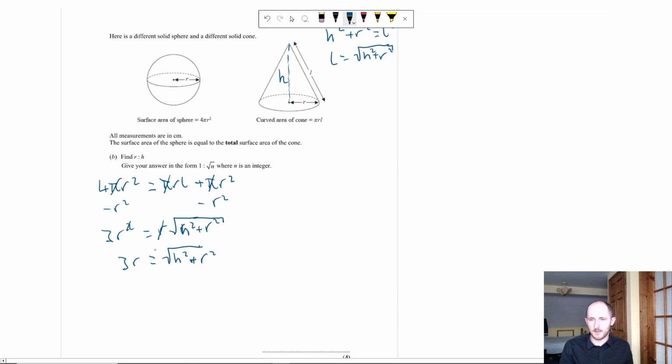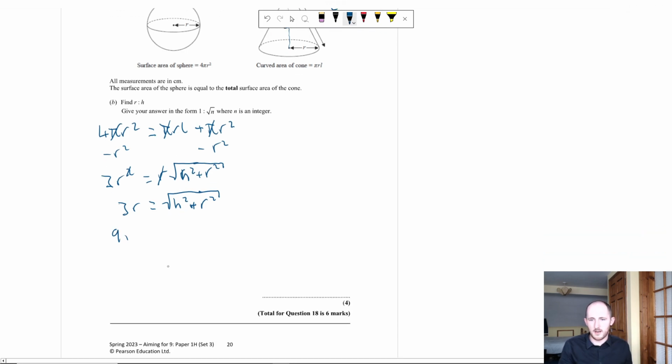And it does say square root integer. Okay, cool. So if I square both sides, that would give me 9r squared equals h squared plus r squared. Move the r squared to the other side. We have 8r squared equals h squared. Let's square root both sides now. So that would give me the square root of 8 r is equal to h. So in other words, h is root 8 times bigger than r. Okay? So if we're doing r to h, it's root 8 times bigger. So we're just going to have 1 to root 8 for that question.